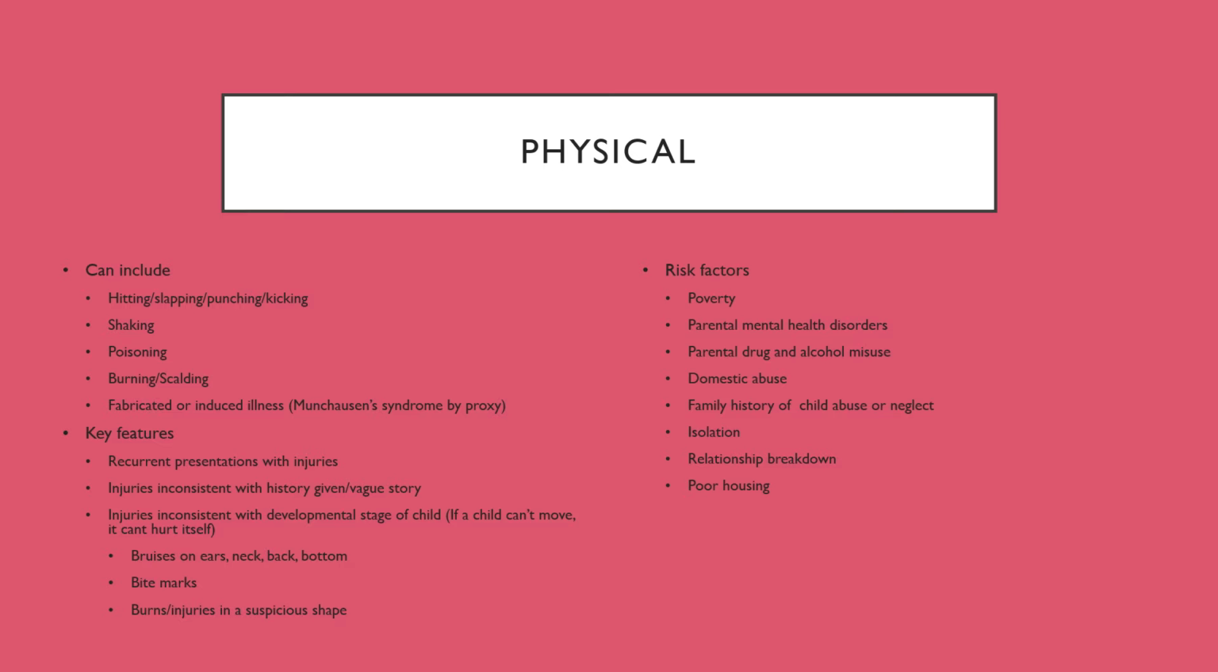Risk factors for physical abuse are important to think about. It doesn't mean that any particular group of people are definitely abusing their children, and neither does it mean that if you don't meet any of these criteria, you can't be abusing your children, because child abuse can happen in every part of society. But risk factors include poverty, mental health disorders in parents, drug or alcohol misuse in parents, and a family where there's domestic abuse going on as well. If the parents have a history of child abuse or neglect, that can often continue into the next generation. Or if the family are isolated or relationships are breaking down. And then poor housing is also a risk factor.